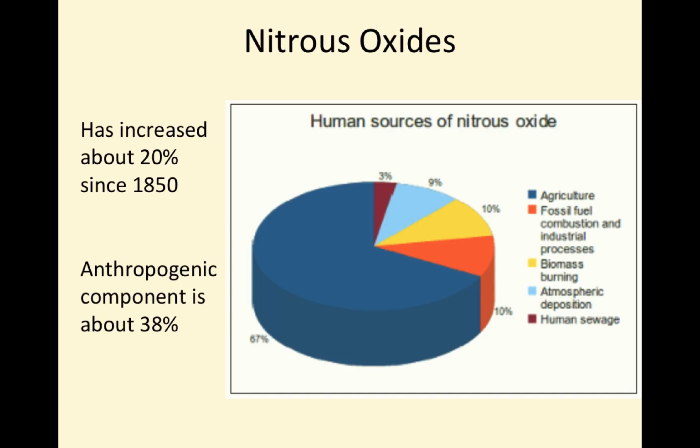Now, nitrous oxide is another greenhouse gas. There's not a ton of it in the atmosphere today. However, it's on the increase. It's increased about 20% since 1850. There are natural sources of nitrous oxide. The anthropogenic component's about 38% of the total amount of nitrous oxide today. The main source of nitrous oxide from humans is agriculture. So simply said, this is really from adding a lot of fertilizer to fields. That can be a big source of nitrous oxide in the atmosphere.